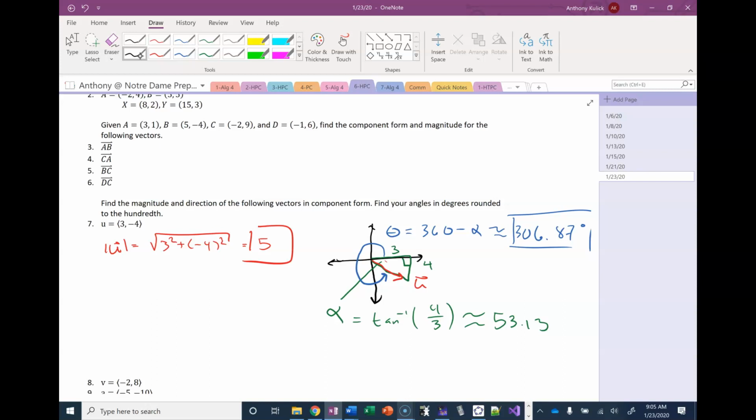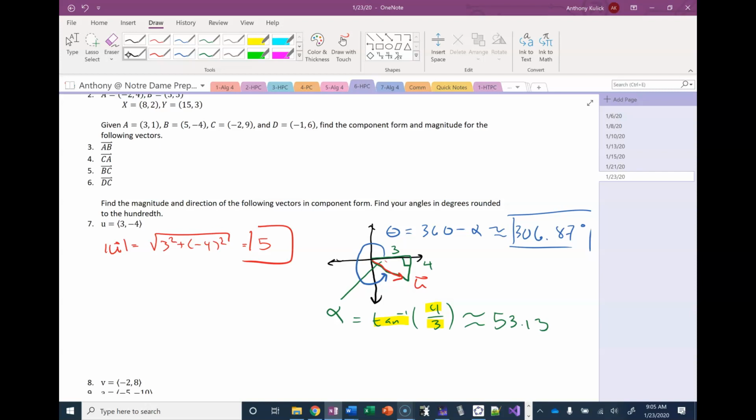The alpha, though, is always going to be the tan inverse of the absolute value of the x and y coordinates. So it'll always be y over x. And I'm always going to ignore the signs when I do that. Just makes life a little bit easier for me, since I have the picture. Does that feel a bit better?